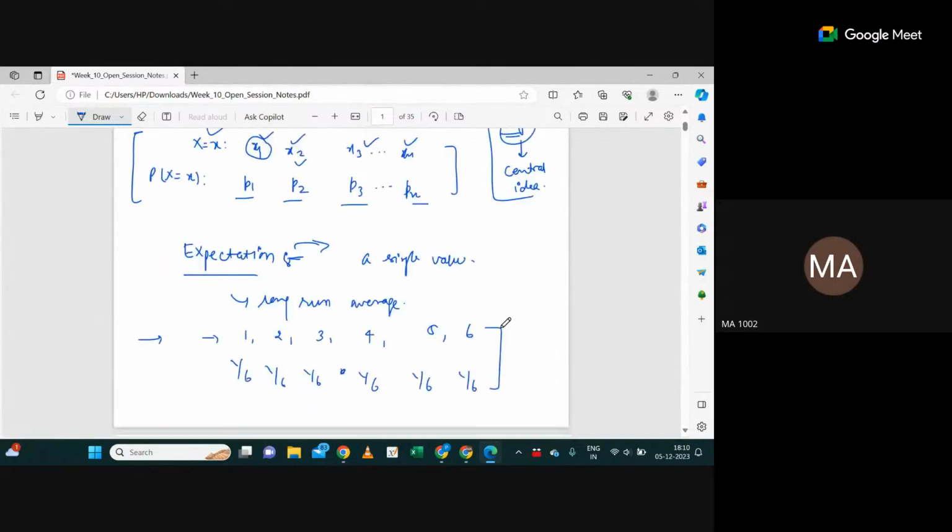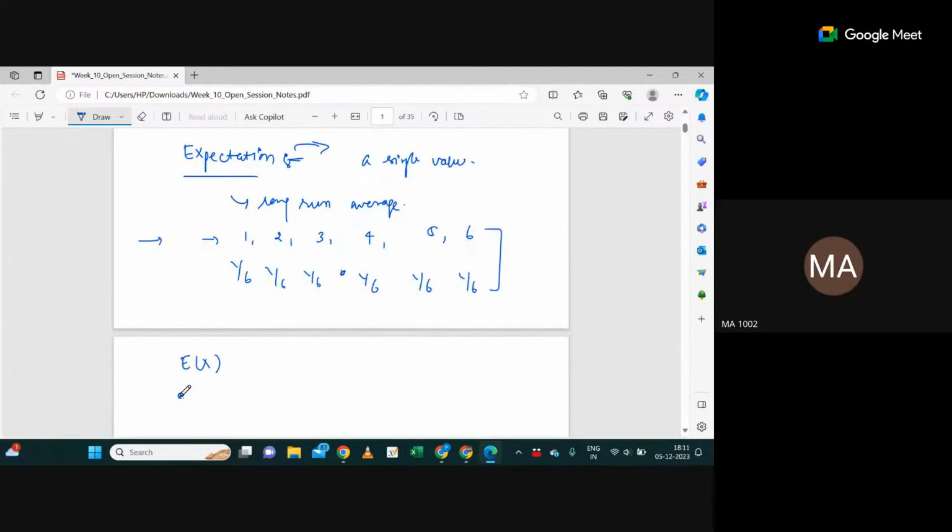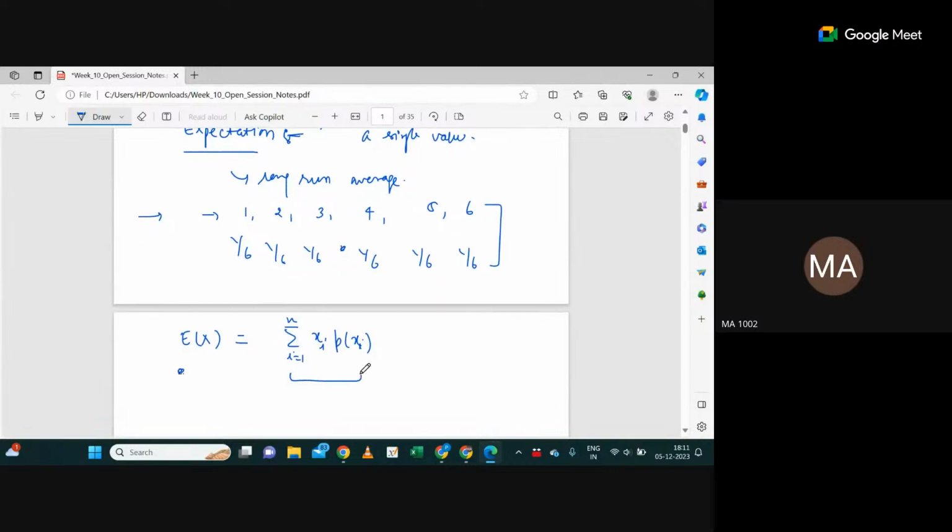Expectation is defined as the sum of all the values multiplied by their associated probabilities, that is, the sum of xi times the probability of xi, for i equal to 1 to n. So if you see, this is a kind of weighted average. Yes or no?